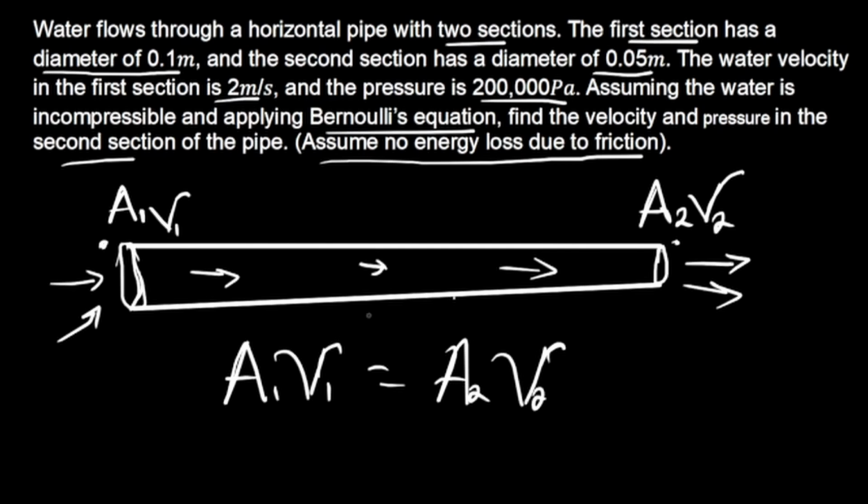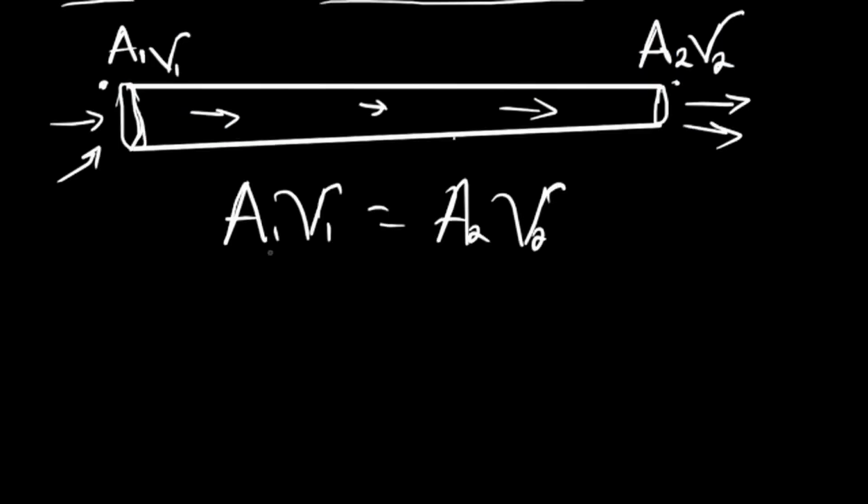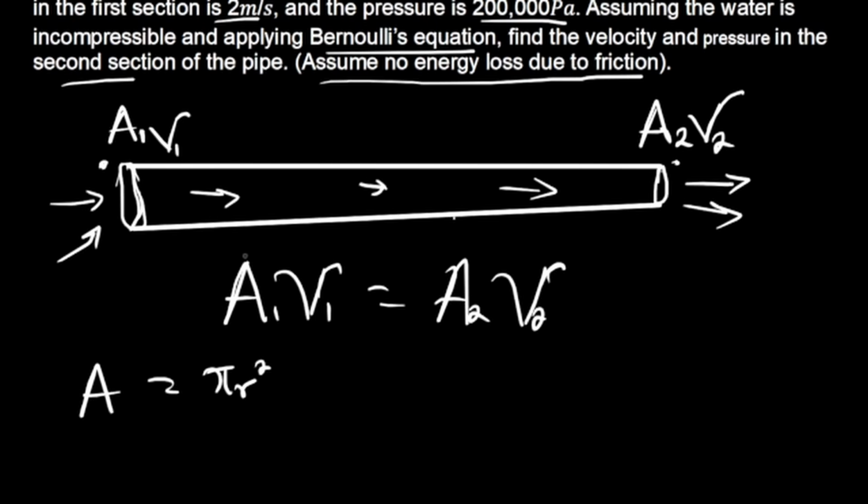Let me define some parameters in this equation. You can see that this A1 or A sub 1 refers to the first cross-sectional area, and area is equal to pi r squared. This is the formula, right? And secondly, you also need to understand that we were given diameter.